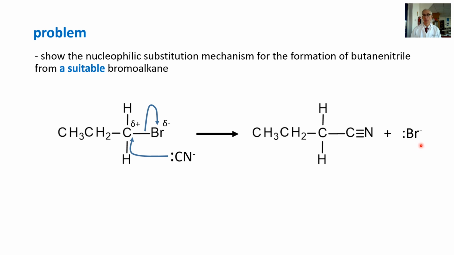Don't forget the bromide ion. So many students, having marked lots of exams over the years, so many students get the whole idea correct but forget to balance. Ideally, you'd have the lone pair of electrons being highlighted there as well.